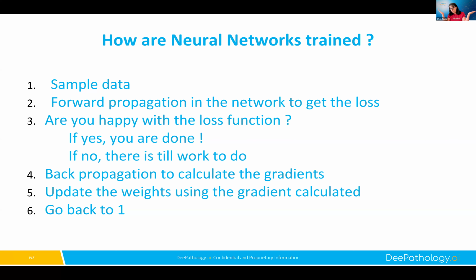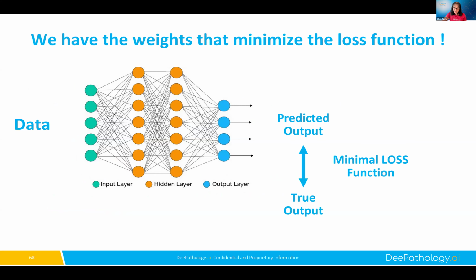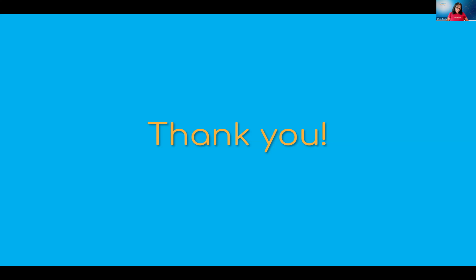Yes, no. If yes, our work is finished. If no, we need to back propagate, change the parameters, adapt them and start all over again. So this is the training, and it really is the basics of training a deep neural network. And when we finish that, we have the weights that minimize the loss function.